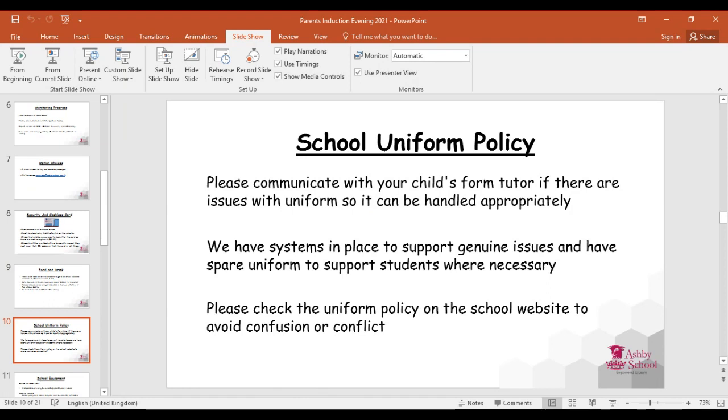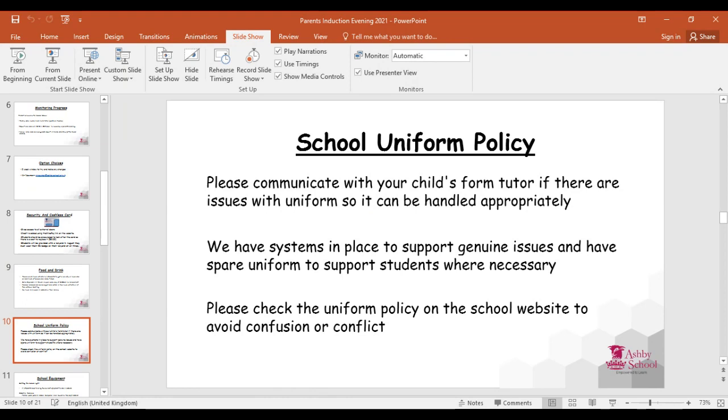Going on to the uniform policy, everything's on the school website and has been in the packs as well, which has been sent out. But if there are any genuine issues with regards to uniform, the first port of call is your child's form tutor. So if there are any issues, could you please contact the form tutor in the first instance, or if there's been no communication, then the form tutor will be in contact to make sure if there's anything we could possibly do or when it might possibly be rectified.